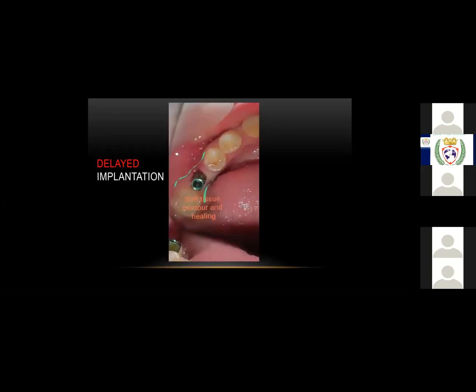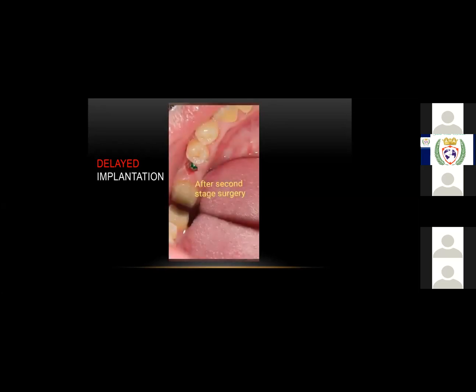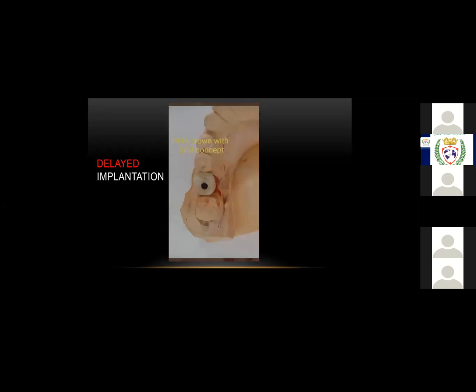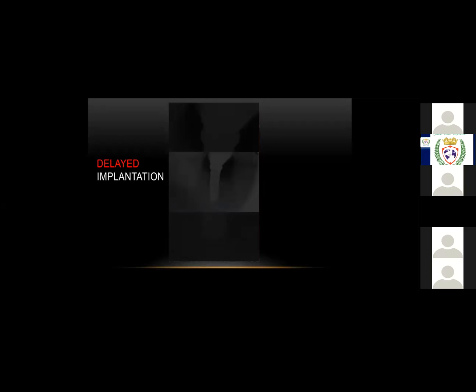Because the width was less, we went for around 3.7, but height was good, so almost 13 mm utilized. Then we wait for the tissues to heal, then we open it up, do the second stage, make a good gingival profile, then place an abutment there, do the impressions, then our crown is ready, the PFM crown, and we are going to cement it. And this is the final outcome. So this is about a delayed implantation.